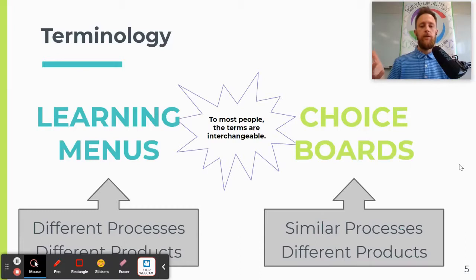However, in some circles, and sometimes even when I'm trying to plan, some people might consider a learning menu more about the process. Maybe they're choosing different topics to study within a larger topic. So there might be different processes and different products. And a choice board in some cases might have a similar process. Maybe everybody's studying the same book or working the same type of equation or problem, but they're showing their work in different ways. Maybe they're producing different products, and a choice board gives them those options.